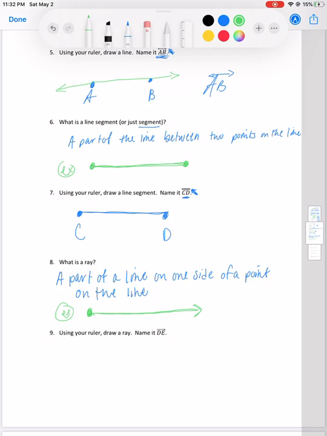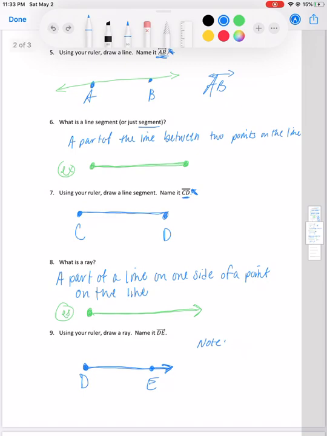Okay, so use your ruler, draw a ray, and name it DE. Okay, so rays have a beginning point, and that's going to be the D, and there's going to be some other point on the ray that's E. Now we know that after E, we have the ray that goes on forever. So note that that is different than ray ED.